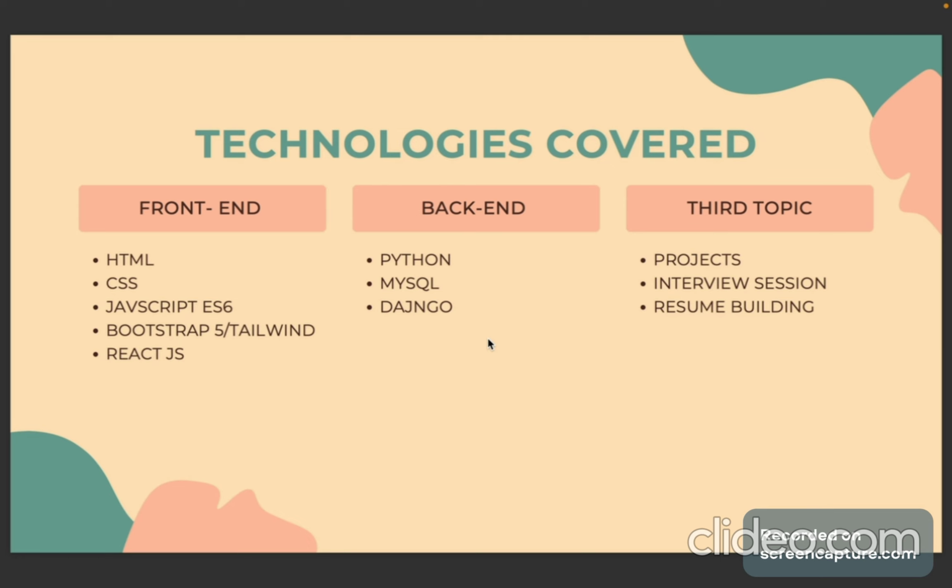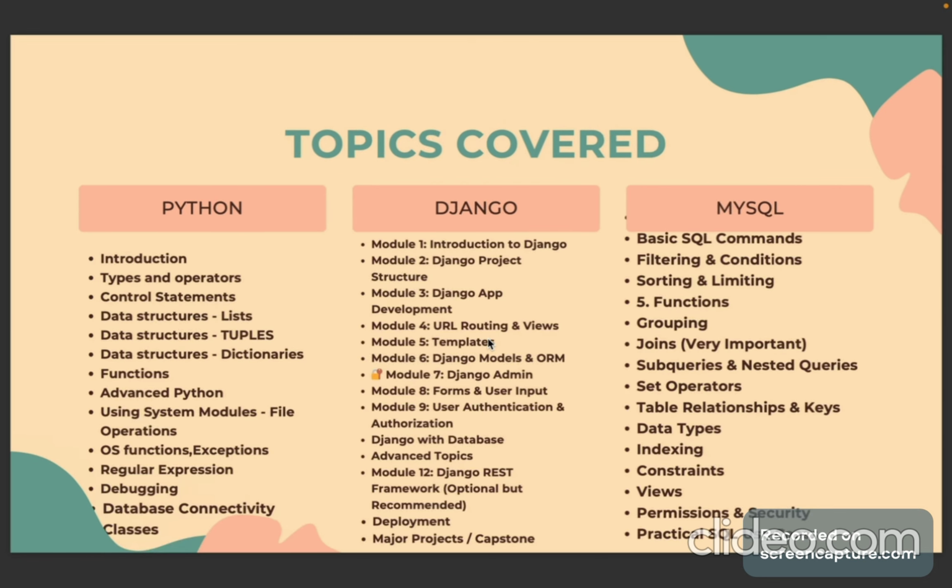Okay, and what do we cover next? What are the technologies on the backend? Python, MySQL, Django. And after that we cover the projects, interview session, and resume building. In Python we cover introduction, operators, data structures, functions, advanced Python, OS functions, exceptions, regular expressions, debugging, database connectivity, classes. In Django there are 12 or maybe 13 or 14 modules we cover, right?